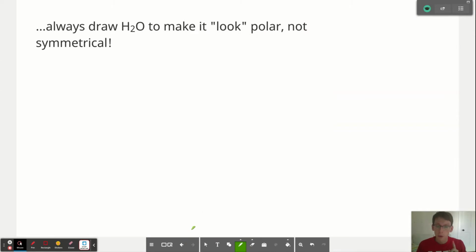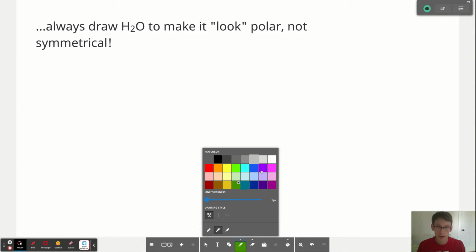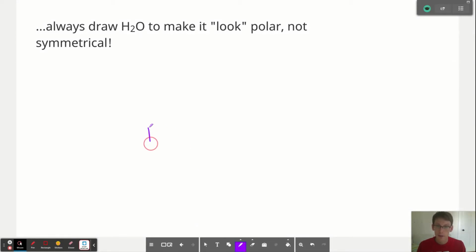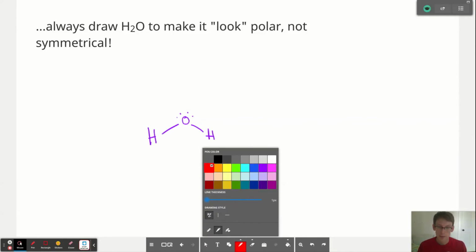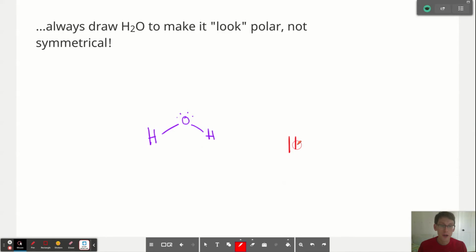So it is important, guys, that you always draw water to make it look like it's polar. And by that, I mean you should draw it where this is looking angular. It looks like you've got hydrogens on one side and lone pairs on the other. You may want to draw it, in fact, I'm going to draw this in red and put an X through it when I'm done. You may want to draw it like this because it looks more aesthetically appealing.